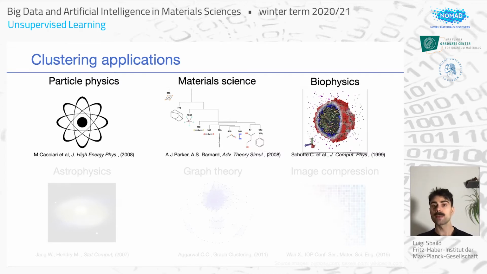It is used also in biophysics, so when you're attempting to simulate the dynamics of biological systems using molecular simulations, you find that biological systems live in metastable states and constantly fluctuate, oscillate between these metastable states. Clustering is used to identify metastable states and group together all those configurations that belong to the same metastable state.